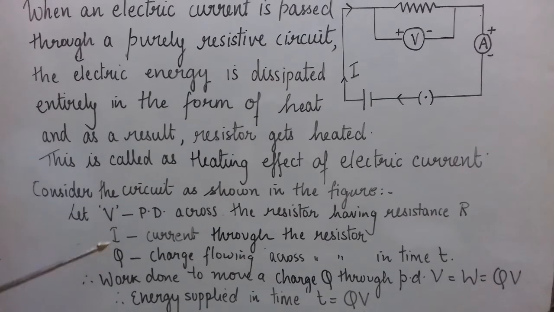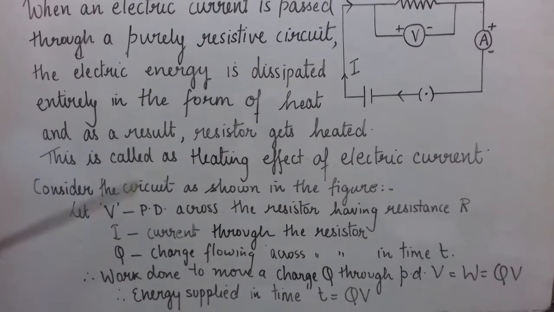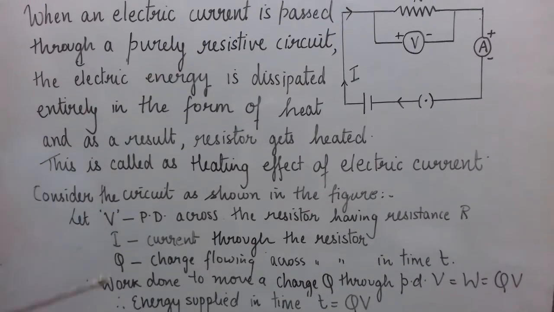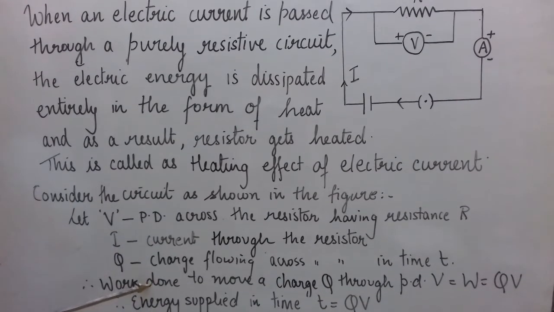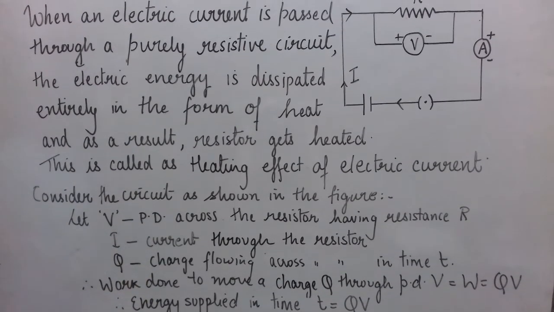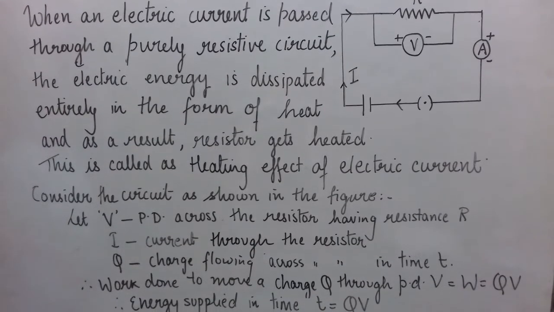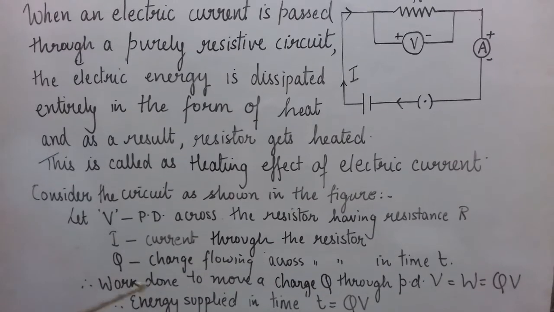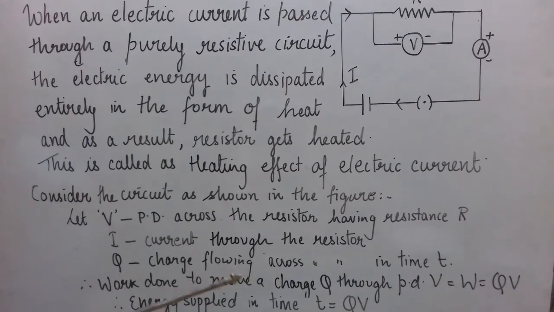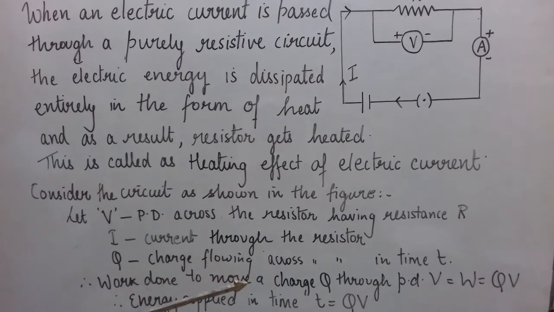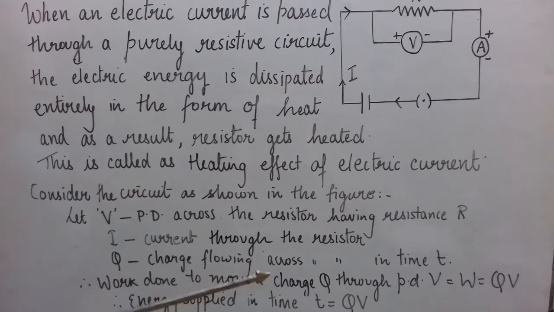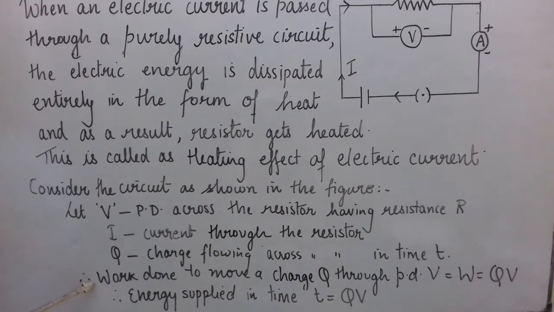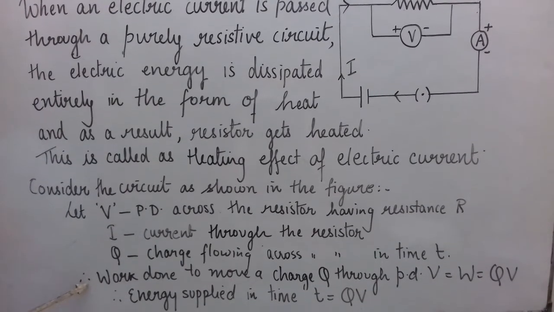Now, let us see, to move the charge Q across a resistor which has potential difference V across it, what will be the work done? You know the equation for potential difference, V is W upon Q. So what will be W then? Q into V. So work done W to move a charge Q through potential difference V is W equal to QV. From where have we got this equation? By the basic equation of potential difference.